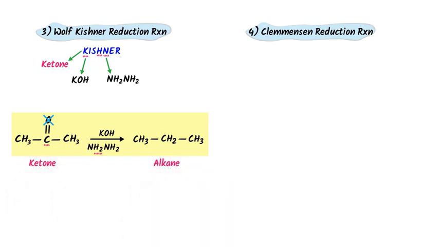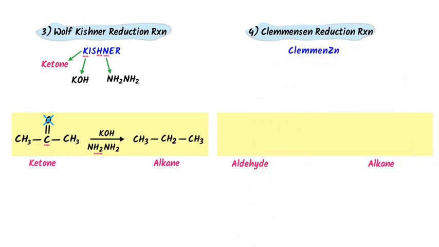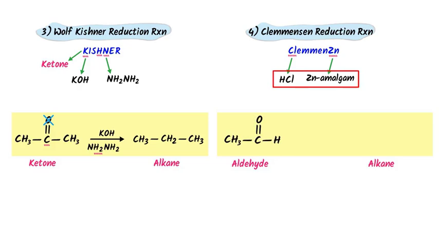In the Clemmensen reaction, we convert aldehyde to alkane. Let me repeat it: in the Clemmensen reaction, we convert aldehyde to alkane. Here, remember this very important point: I do not say Clemenson reaction, I say Clemmensen reaction. Now here, this Cl reminds me of HCl. This Zn reminds me of zinc amalgam. Now I write aldehyde. I take zinc amalgam and HCl.